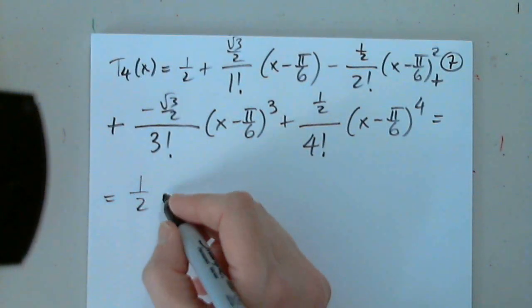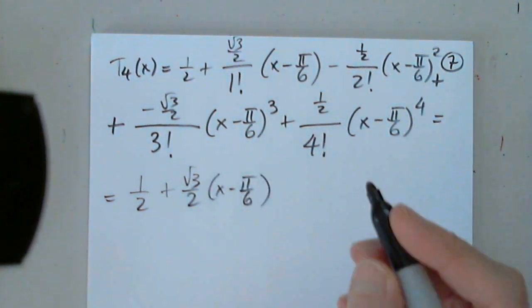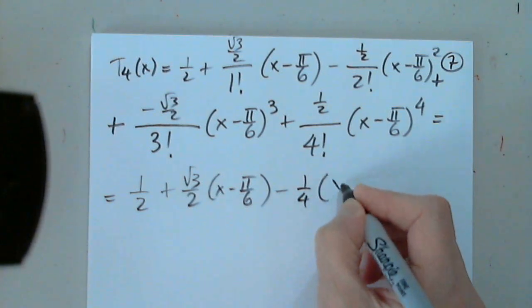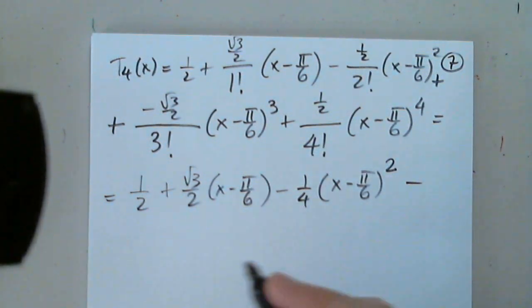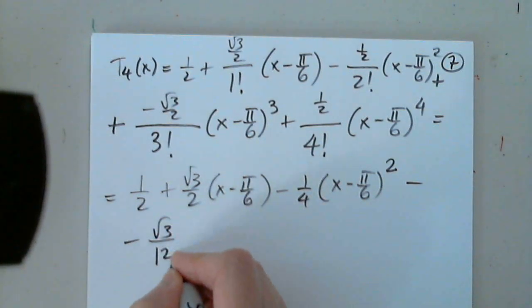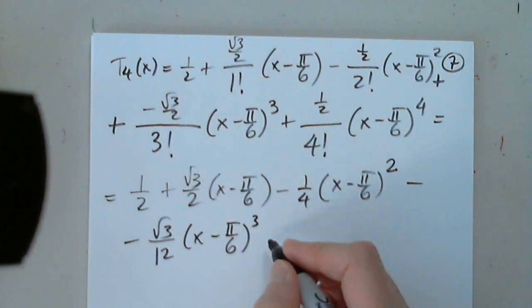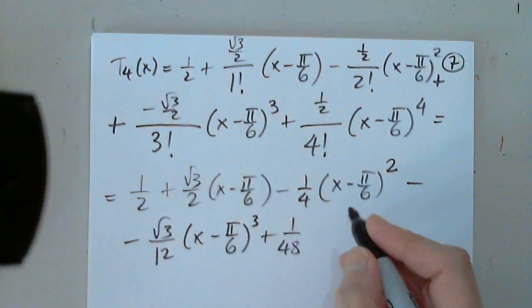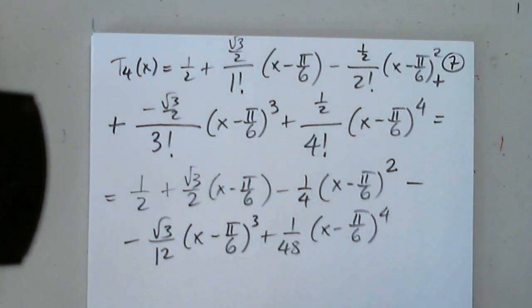We get 1/2. We get the square root of 3 over 2 and x minus pi over 6. We get negative 1/4 x minus pi over 6 squared. We get minus the square root of 3 over 12, x minus pi over 6 to the third, plus 1 over 48, and x minus pi over 6 to the fourth power.